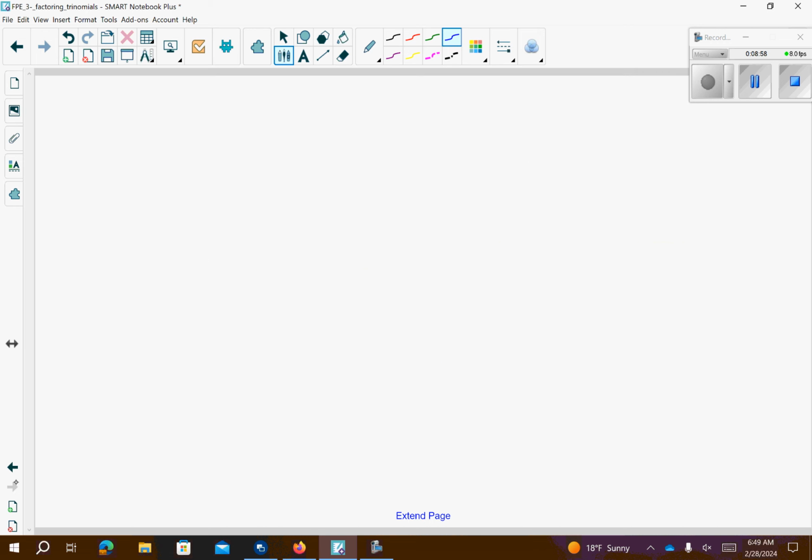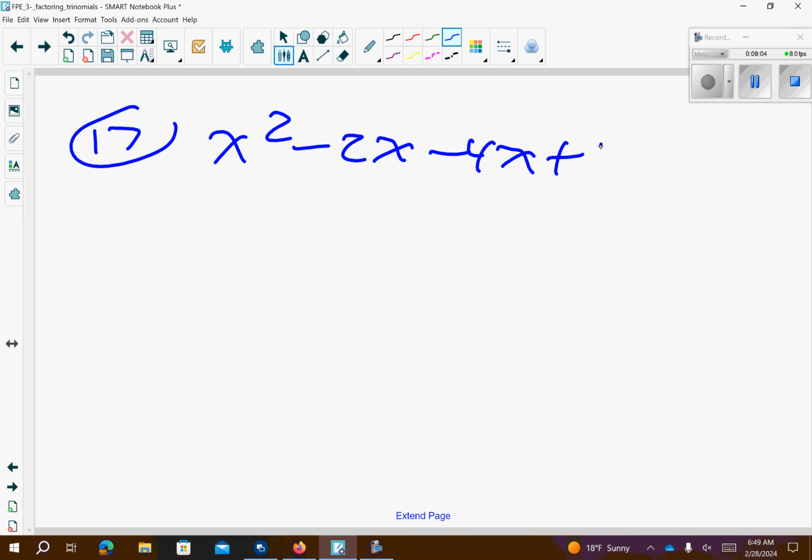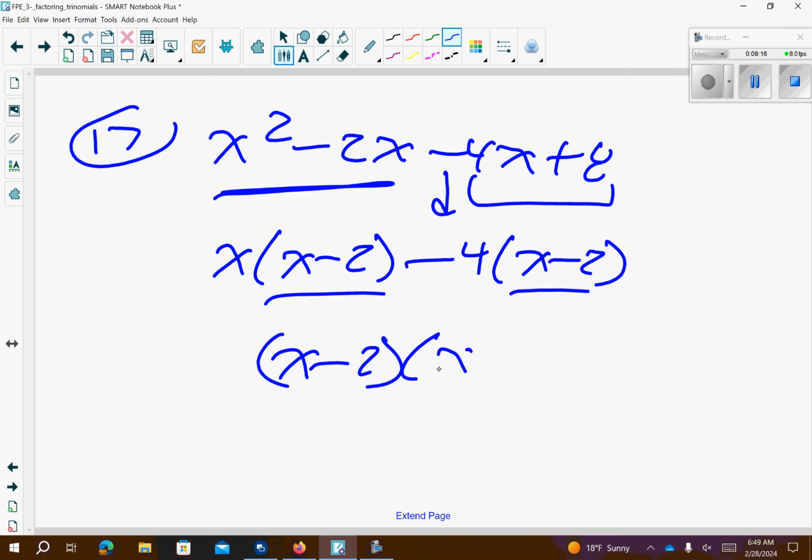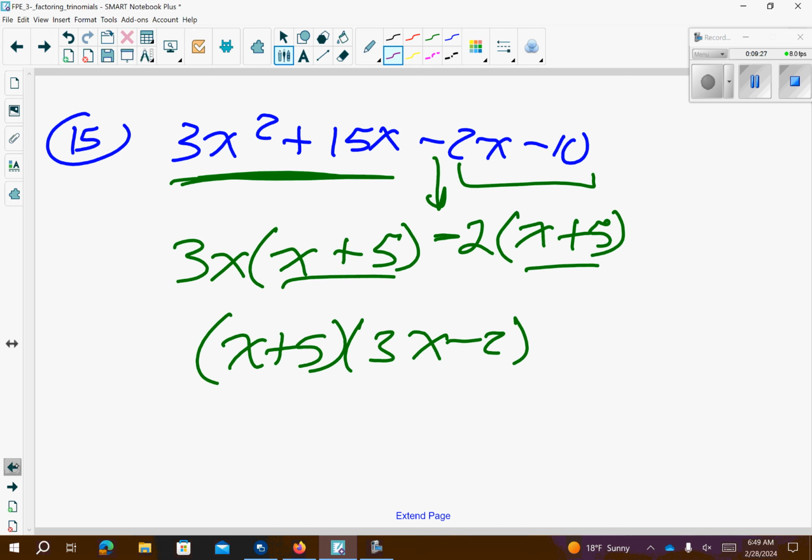And then the last one from the homework is this. Okay, I can factor an x out of both of those. The negative sign comes with it. Factor a 4 out of both of those. Both signs change. That's what we want. Now, friends, if these signs are different, you can't factor them out. Okay, let's go to page 45 and see what we have.